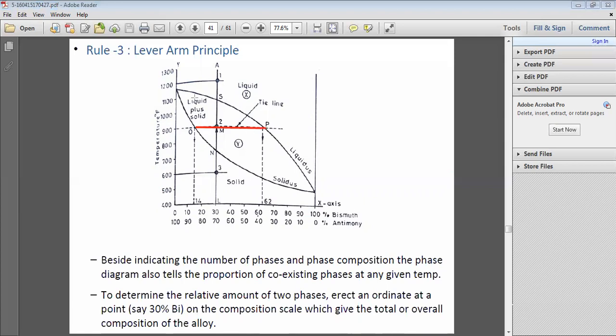The first phase is the solidus phase here, and this is the liquidus phase. So considering this is a solid phase, the point O is on the solidus line, and the point P is lying on the liquidus phase.